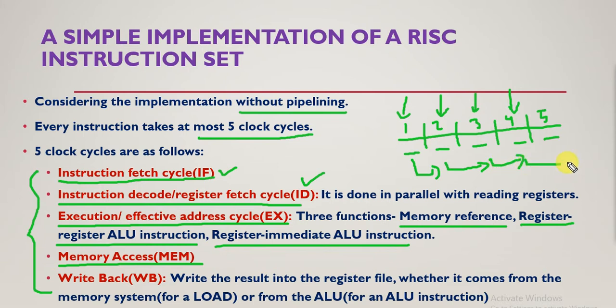Now after that it will go to the fifth clock cycle, which does the result storing operation, called write back, generally called WB. It will write the result into the register file. So after the completion of all these operations, the result is stored into the register.